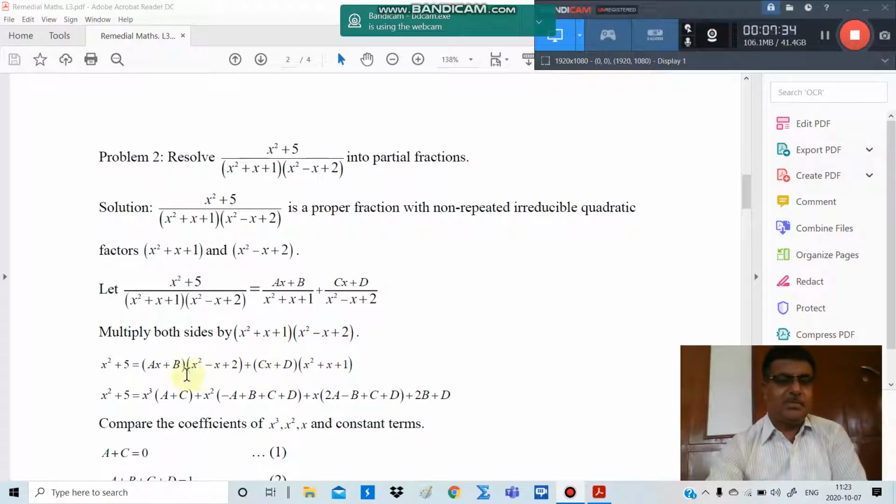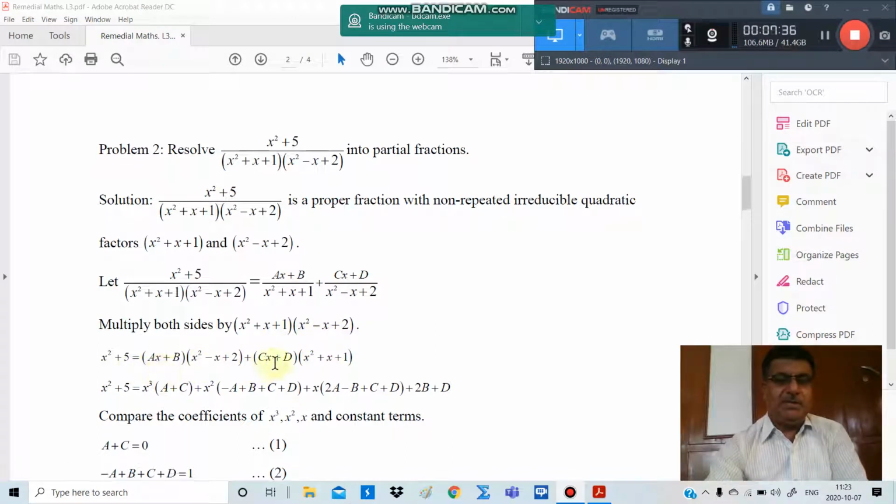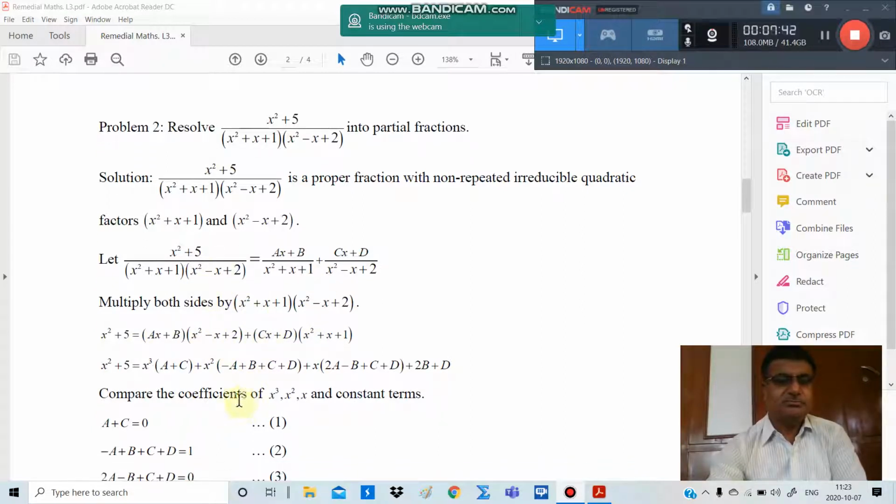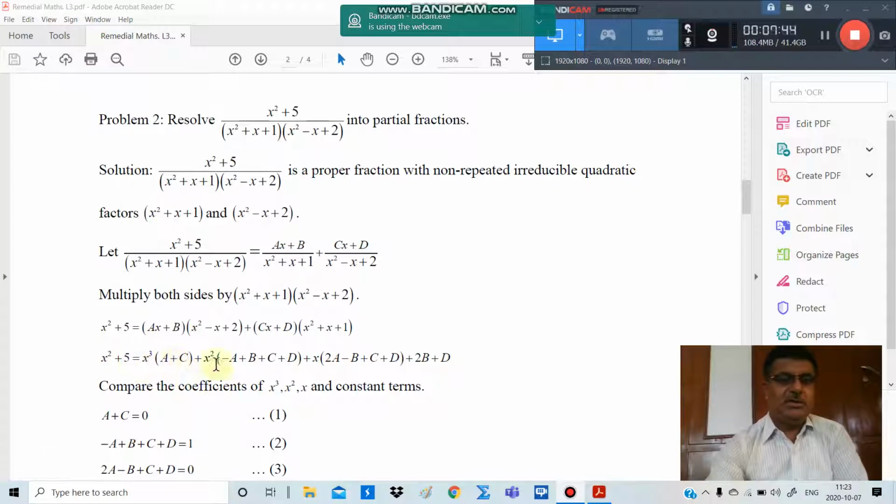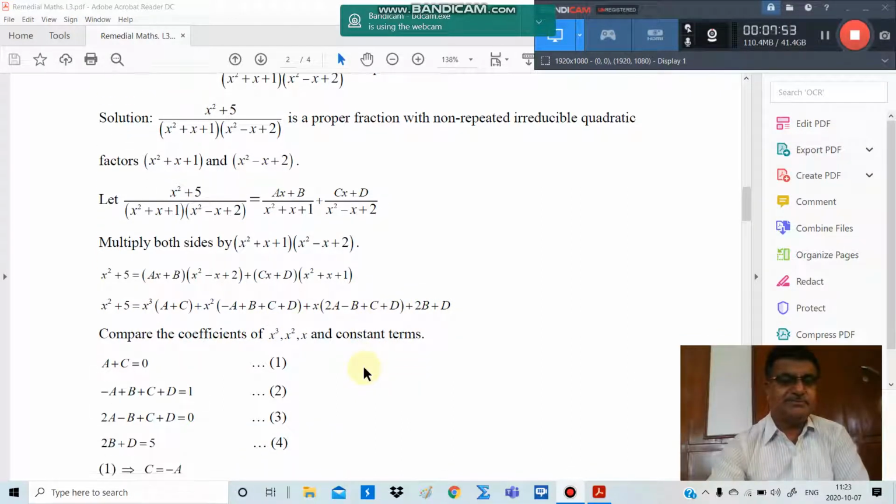This is the LCM. After multiplication, we get this result. The common terms are cancelled out. Now collect the coefficients of x cube, x square, x and constant term in the right hand side.